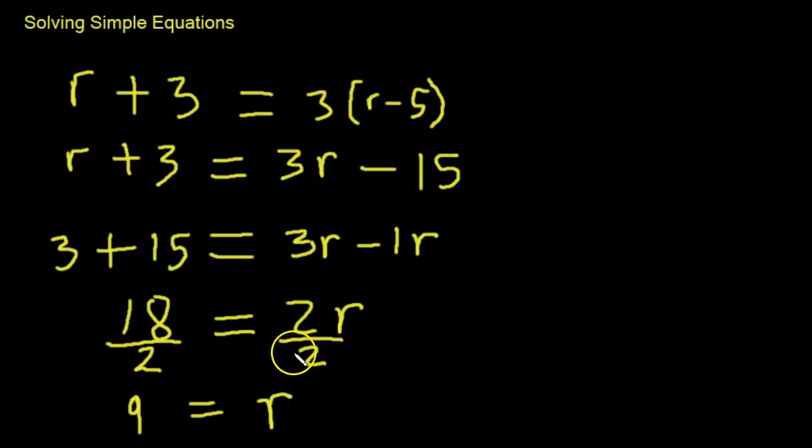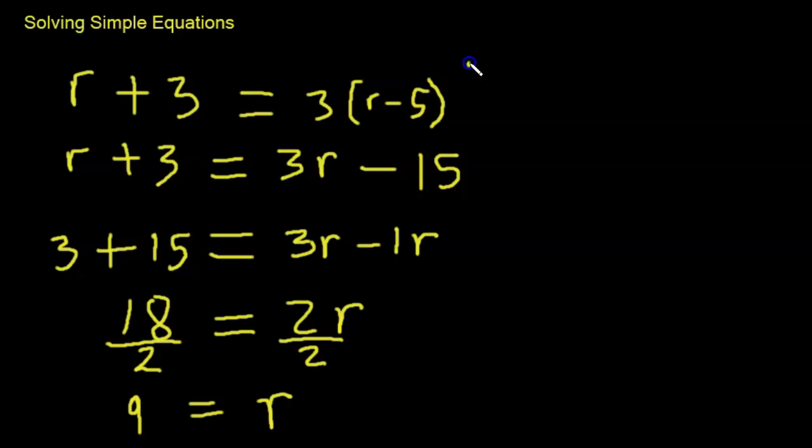And again, feel free to test it. If you plug in 9 for R, it's 9 plus 3, so the left hand side is 12. If you replace the R in the bracket on the right hand side, 9 minus 5 is 4, and multiplying it by the value outside, you end up with 12. So R is equal to 9.